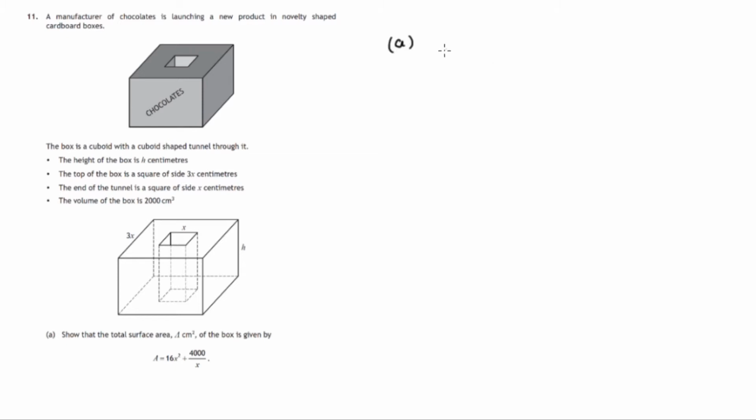So let's have a look at the volume of the box as it is. How would we find that? Well, we'd find the volume of the complete box minus the volume of the tunnel. They call it the tunnel in the middle.